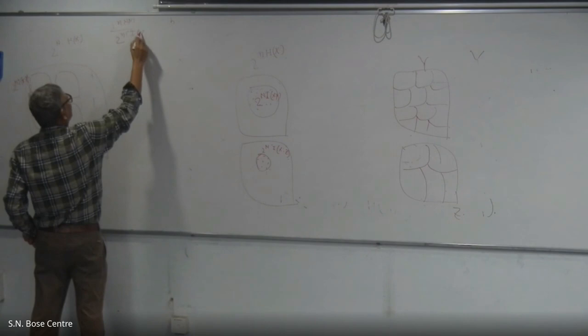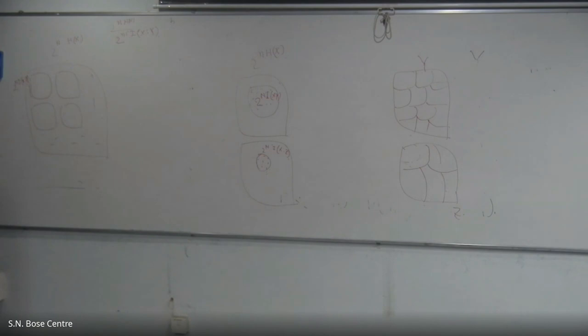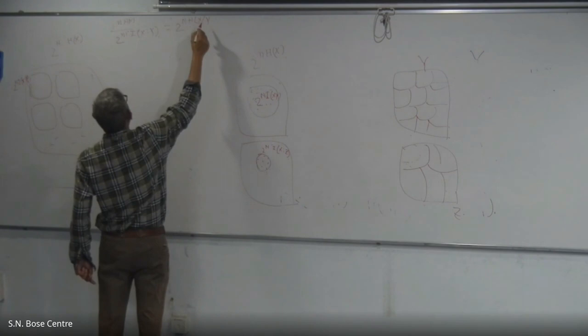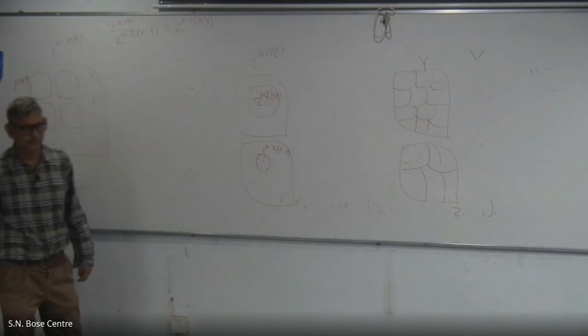How many such squares are there? Total is 2 to the power nH(X), and each of the sides has 2 to the power nI. Then you divide them. Finally, you get 2 to the power nH(X|Y). The number of these blocks is this.